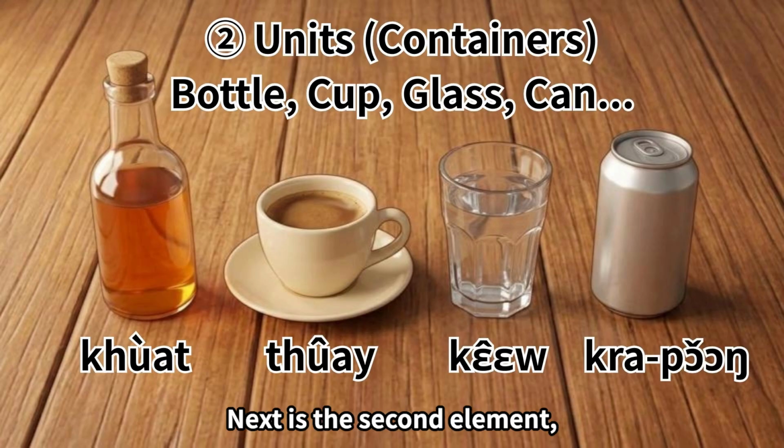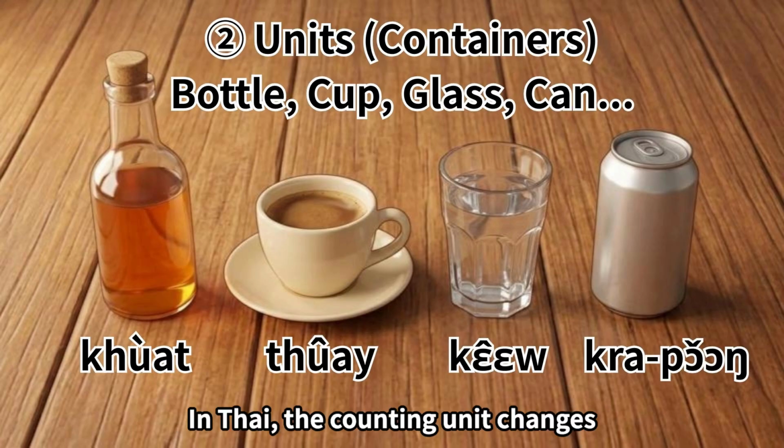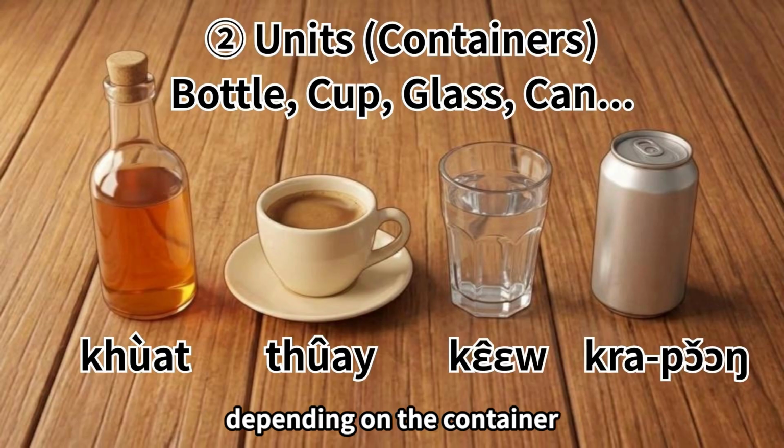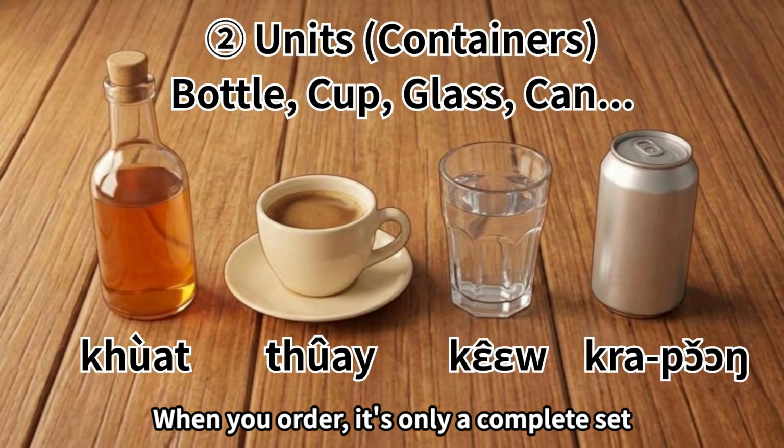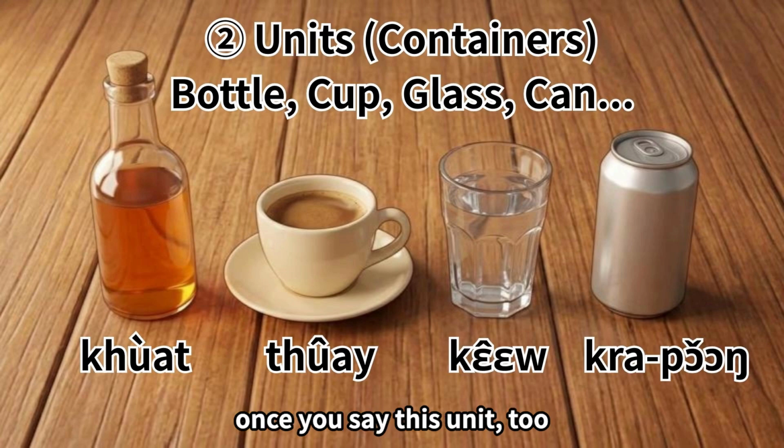Next is the second element, container units. In Thai, the counting unit changes depending on the container the drink comes in. A bottle is quat, a cup is twai, a glass is gao, and a can is krapong. When you order, it's only a complete set once you say this unit too.